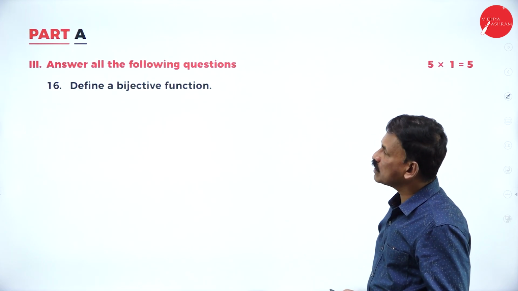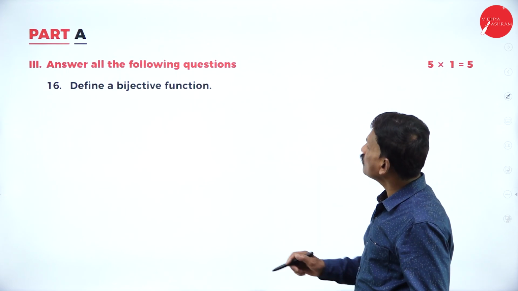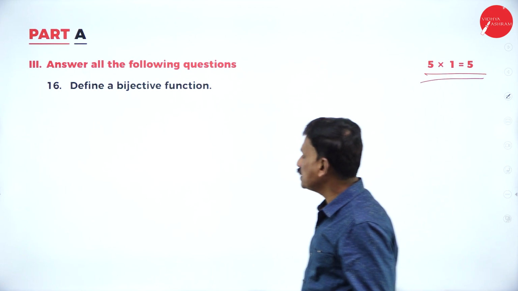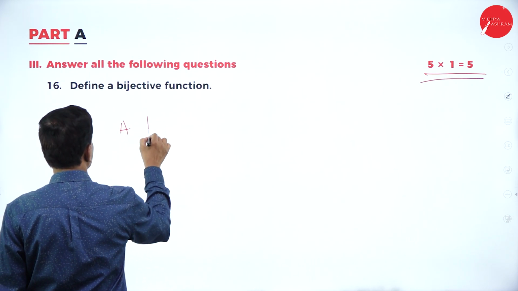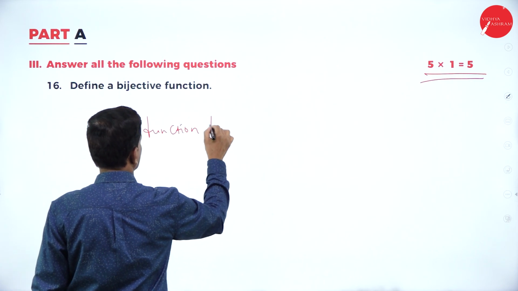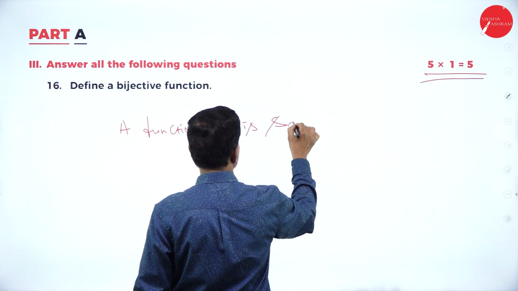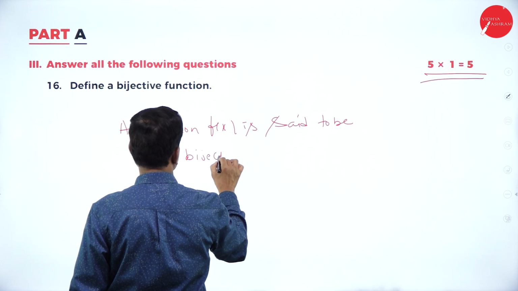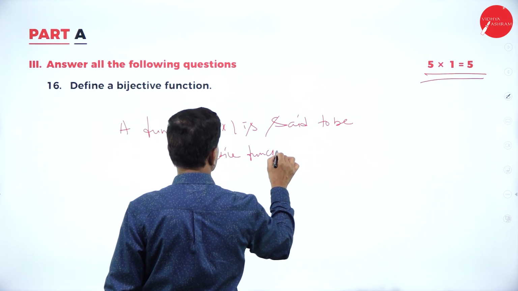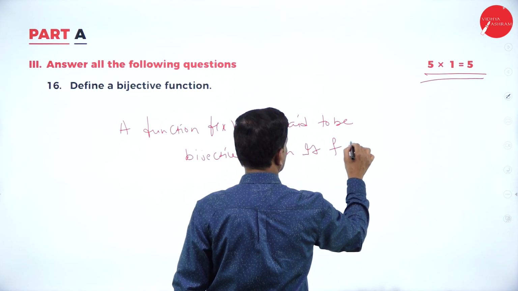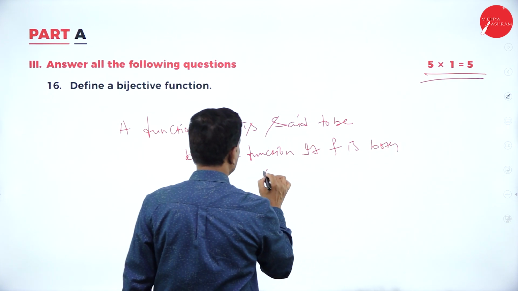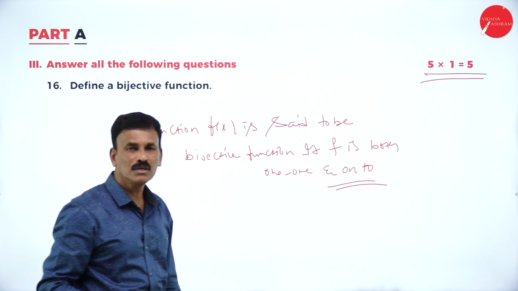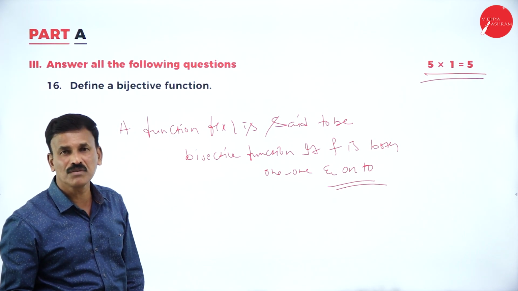Right. Now move on to the 1 mark questions. Now answer the following questions. Each question carries 1 mark, very short answer questions. So define a bijective function. A function f of x is said to be a bijective function if f is both 1-1 and onto. So a function f of x is said to be bijective function if it is both 1-1 and onto.